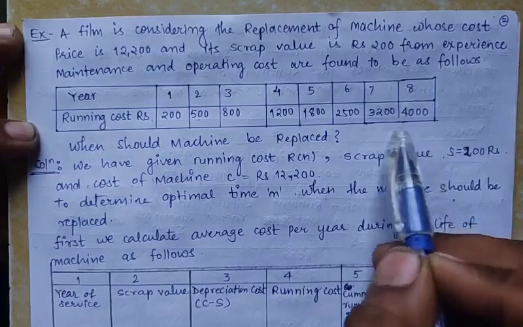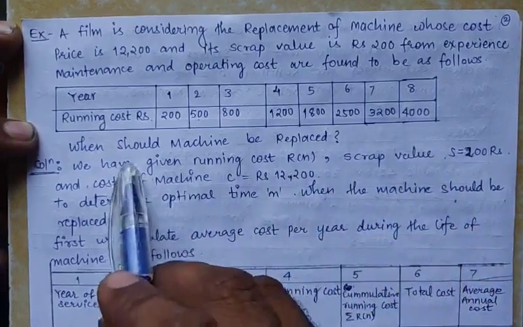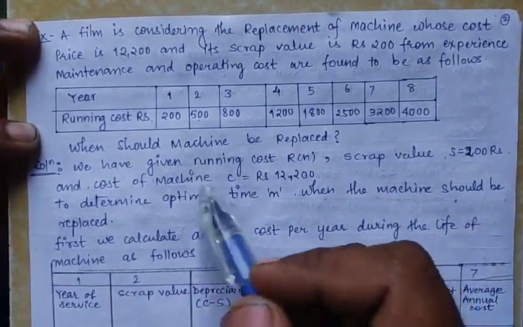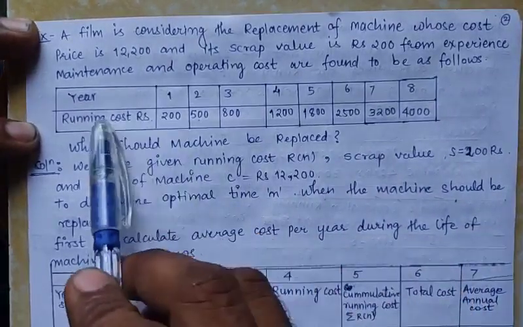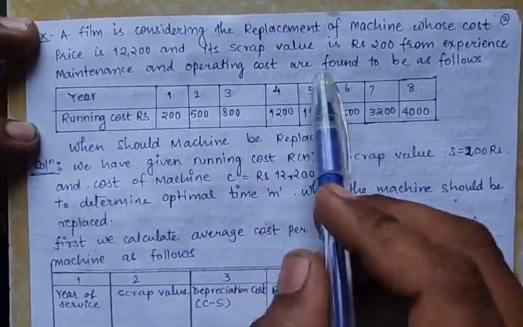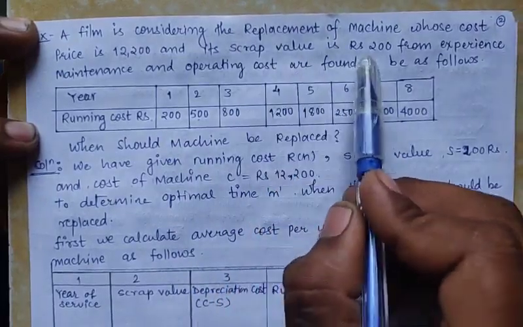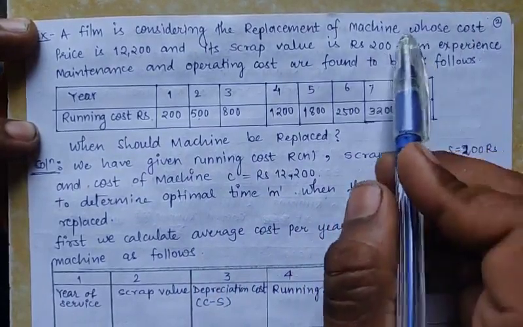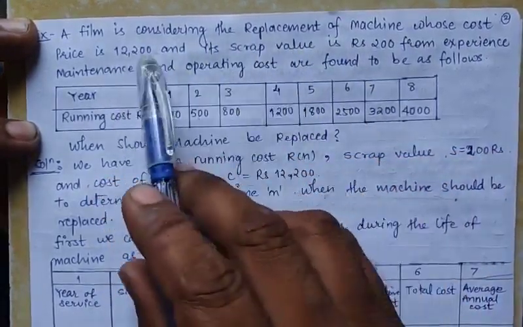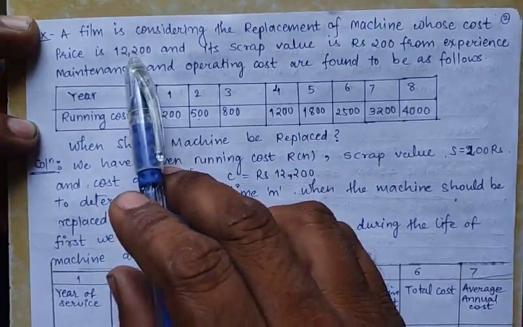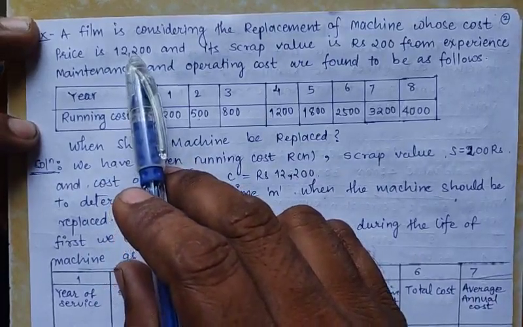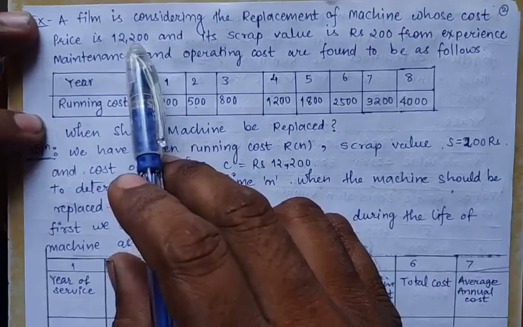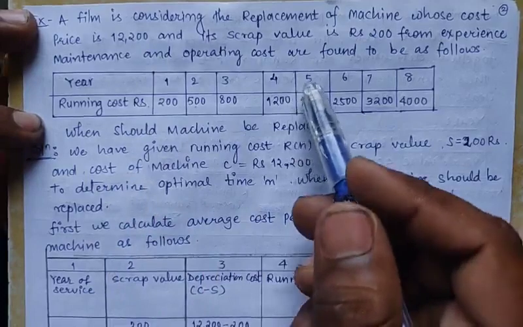Now our question is, when should the machine be replaced? So here we have given the running cost, and also we have given the scrap value. Scrap value means the value of S, which is 200, and we have given the total cost of the machine, which is 12,200. Now we will find out the optimal time to replace the machine, meaning in which year we will replace the machine.